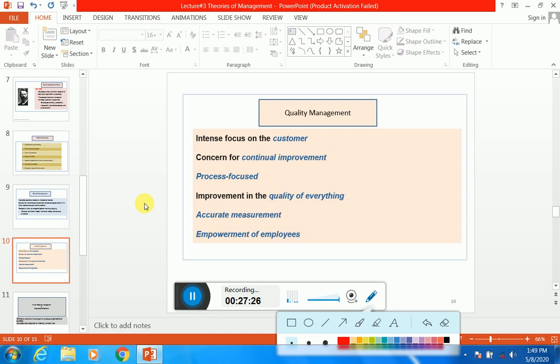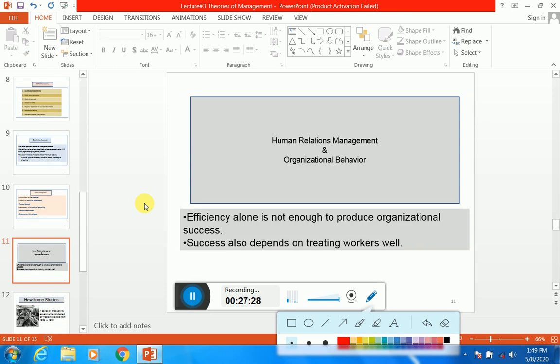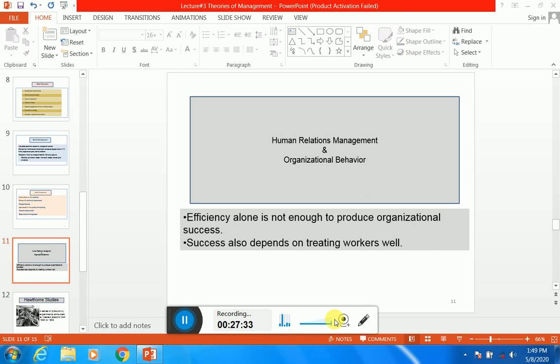After that we have a new concept, a new era, that was famous by the name of human relation management approach. Sometimes it is known as organizational behavior. They said that efficiency alone is not enough to produce organizational success. Success also depends on treating workers well. Researchers said that if the organization focuses on workers' behavior and treats them well, not only on productivity, then the organization can get success.